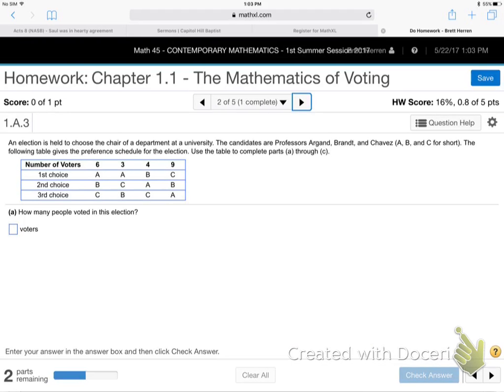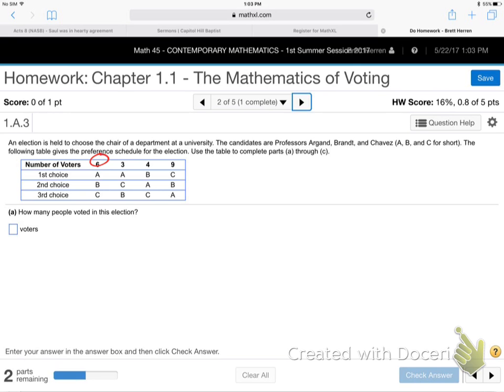Okay, there we go. An election is held to choose the chair of a department at a university. Candidates are Professor A, B, C, basically. The following table shows the results. All right, so there we go. So there's a preference schedule, the results of a bunch of ballots. Is that making sense, what that says now?